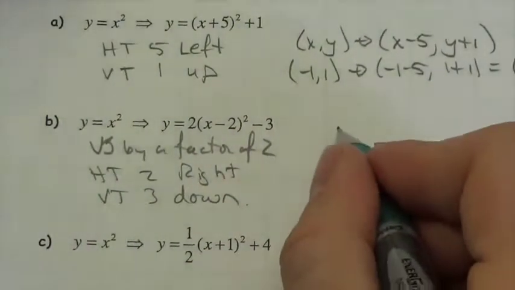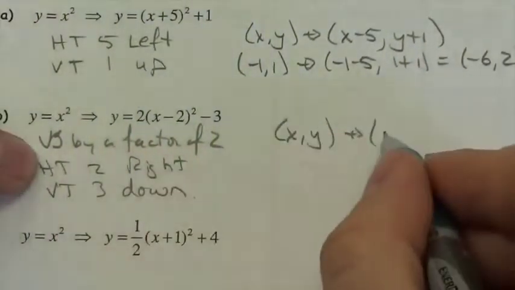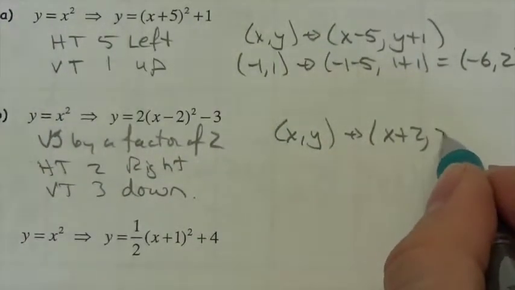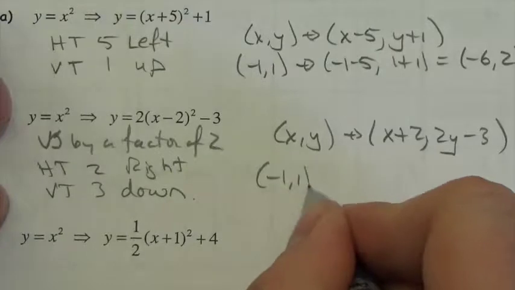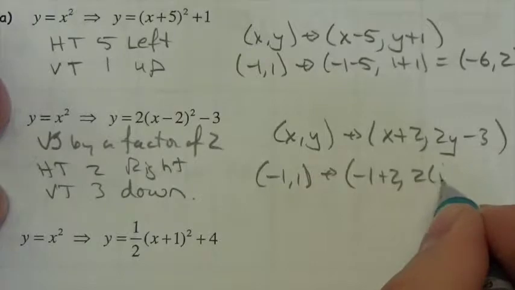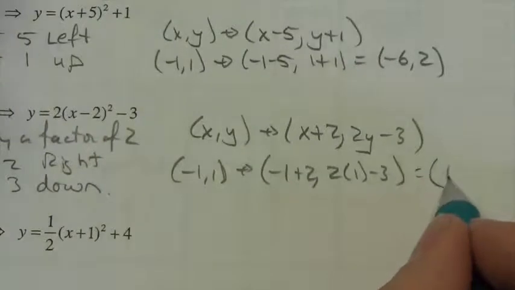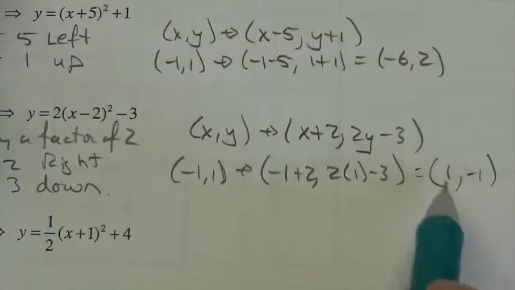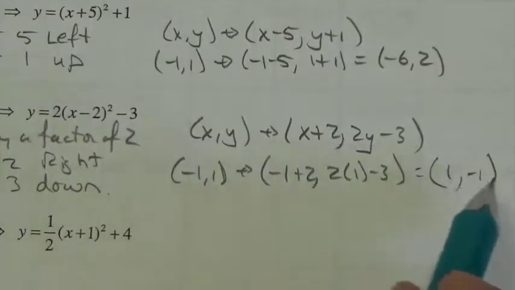Okay, so putting those together, we've got this general point, x comma y. Horizontally, I've gone 2 to the right, so that's going to be x plus 2. Vertical stretch by a factor of 2 means multiplying by 2 and then subtracting 3. And so then I take the point negative 1, 1. That'll be negative 1 plus 2, comma 2 times 1 minus 3. Negative 1 plus 2 is 1. 2 times 1 is 2 minus 3 is negative 1. And so our resulting image point, that original point, your negative 1, 1 on the original function, will become this point.